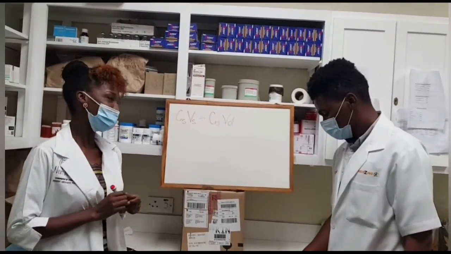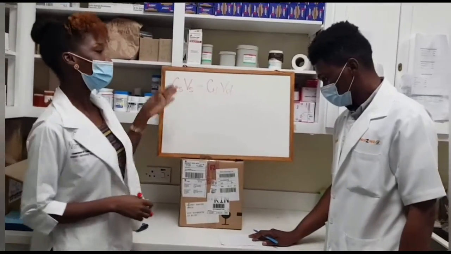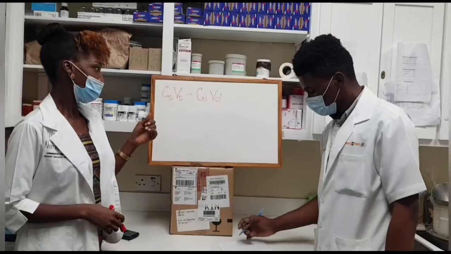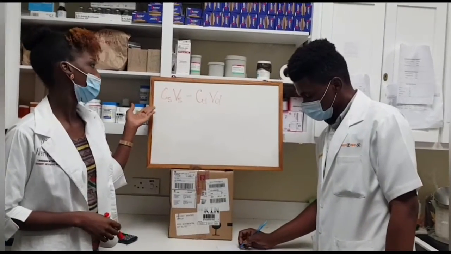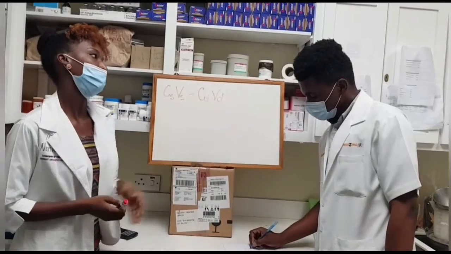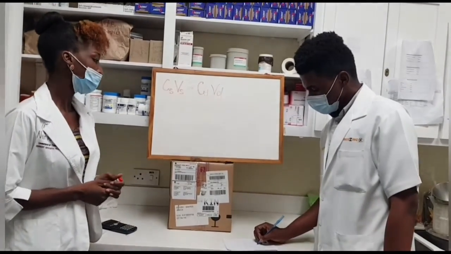Okay, Lamar, you seem to have got the previous calculation correct. So let me try with a different concentration now. For the initial concentration, I'm going to use 70%, and I want you to use this 70% to make 50%, using the same final volume, 100 mLs. 100, okay.